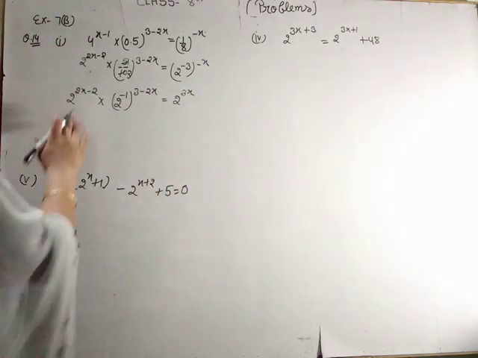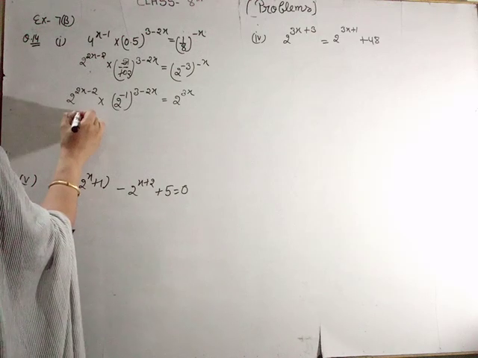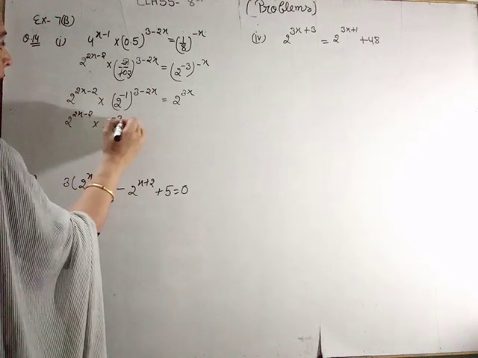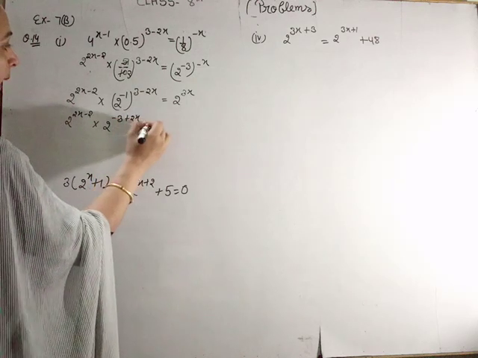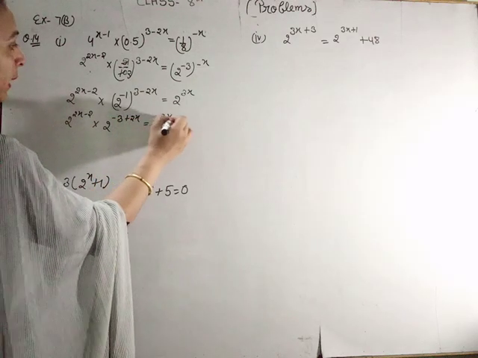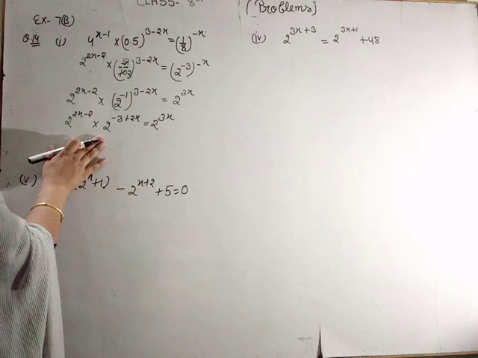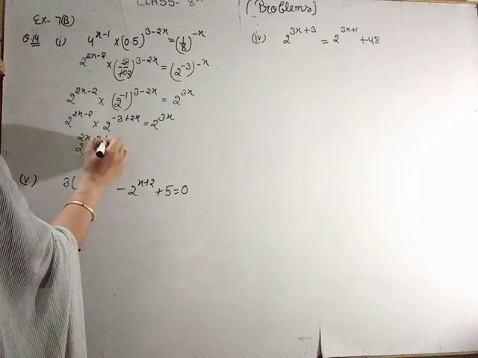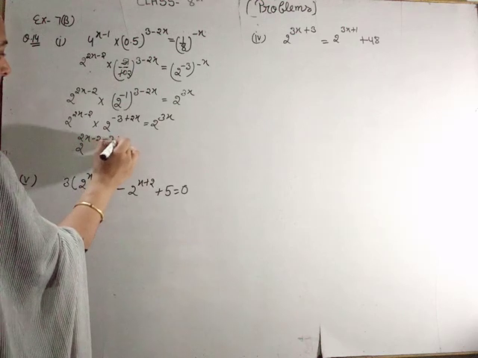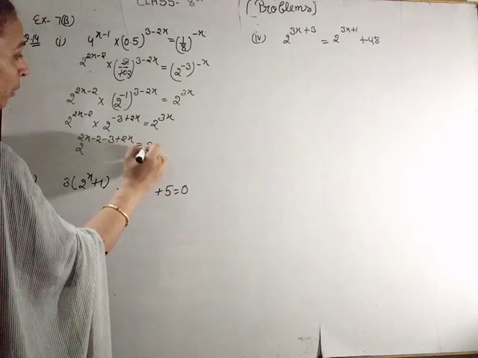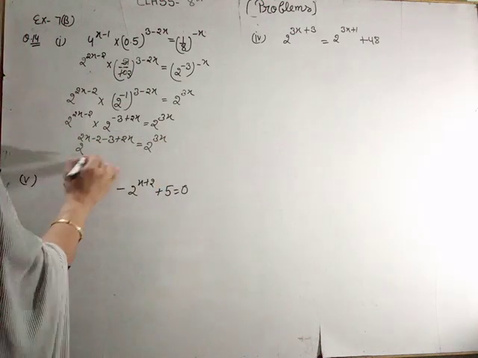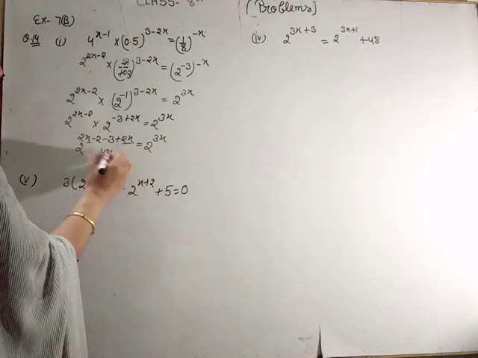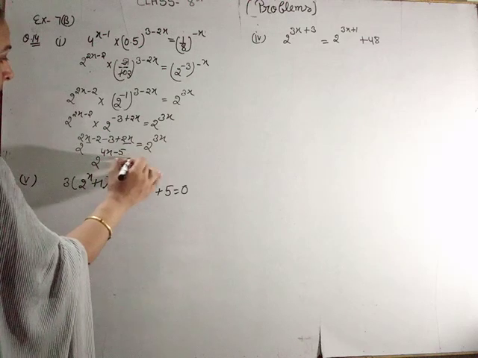Okay. Then 2x minus 2 multiplied by 2 raised to the power minus 3 plus 2x, and this equals 2 raised to the power 3x. Then the base is the same, so the powers should be added. 2 raised to the power 2x minus 2 plus minus 3 plus 2x, and this equals 2 raised to the power 3x. 2 raised to the power 2x plus 2x is 4x, minus 2 minus 3 is minus 5, equals 2 raised to the power 3x.